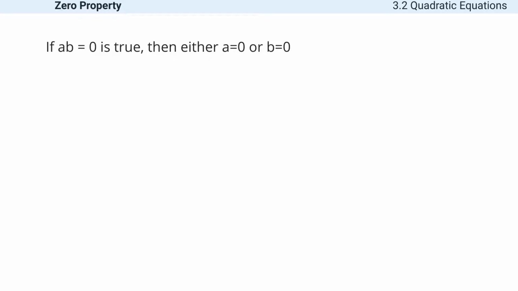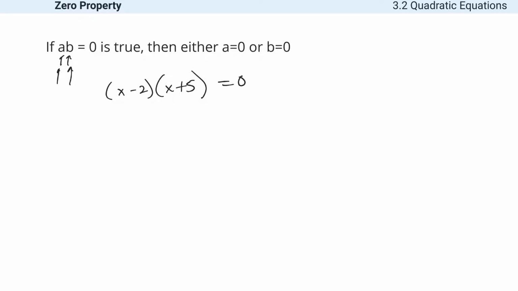The first tool we're going to use is something called a zero property. And a zero property basically says if I've got two things multiplied together to give me 0, then either a is 0 or b is 0. And we use that if we have a function like this. So maybe I'll have this one factored out already.